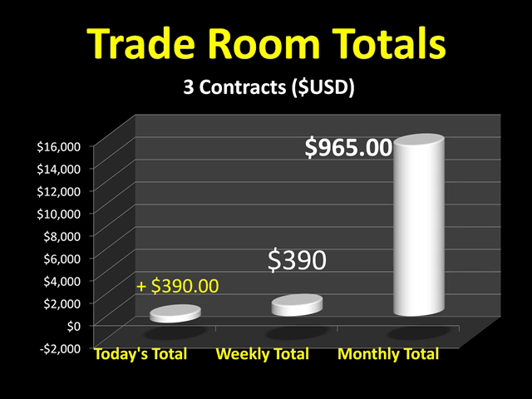Of course, today being a Monday, our weekly total is 390. Brings our monthly total for July, now 2 trading days, 965. This is of course USD and for 3 contracts, so averaging about $500 a day.